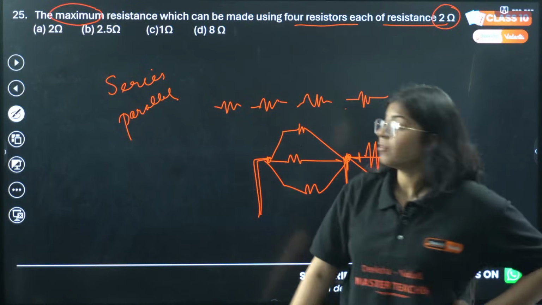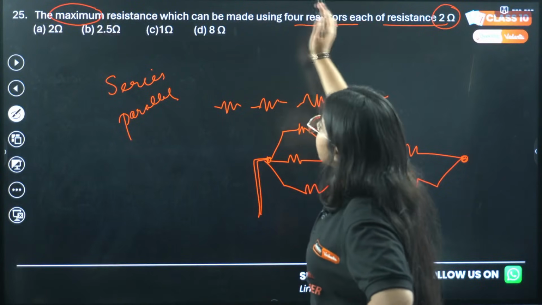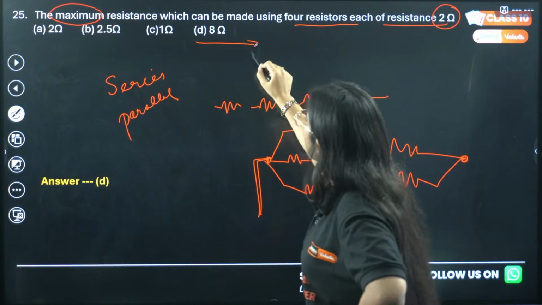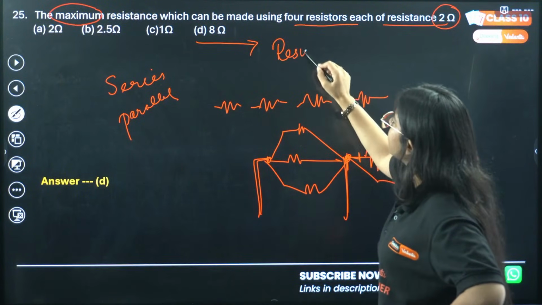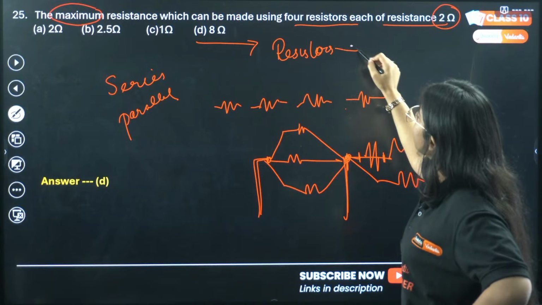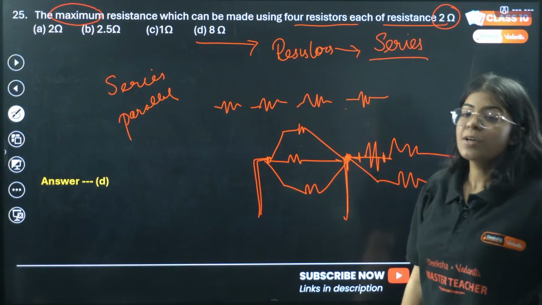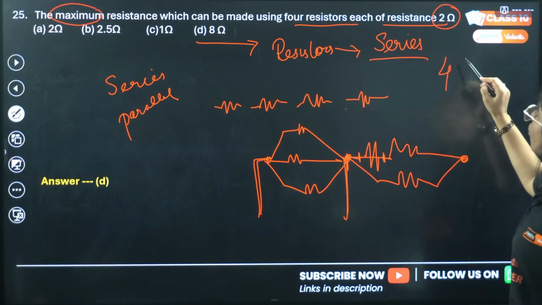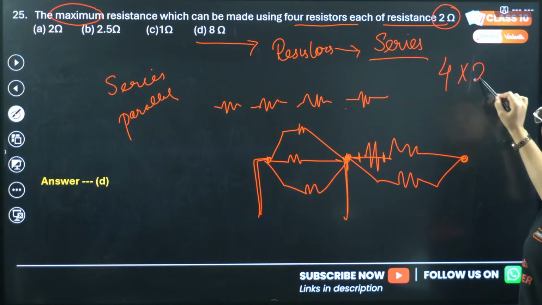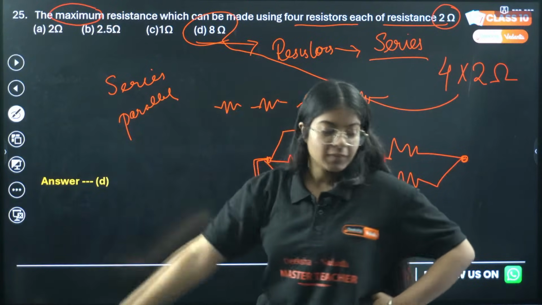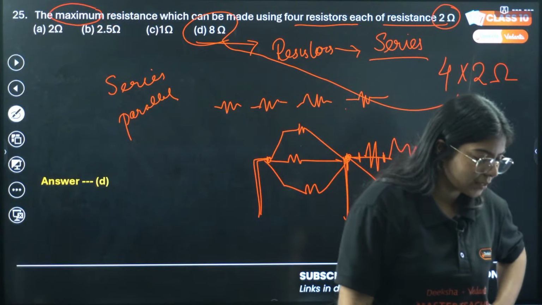Okay, everyone is saying D, correct. So the maximum resistance means that resistors should be connected in series. They should be added, correct? So if I add 2 ohm resistances, it will be 4 into 2 ohm, which will be 8 ohm, correct? Everyone is correct.